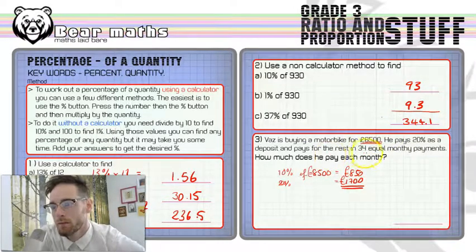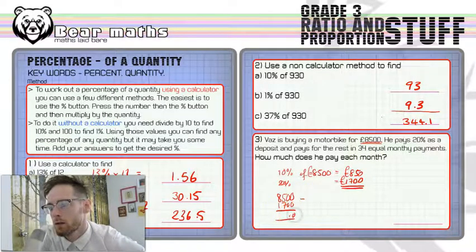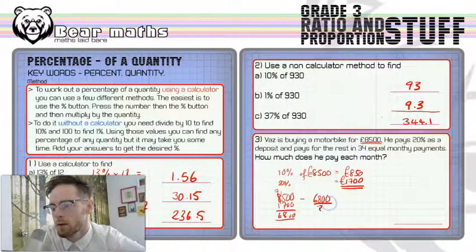Right, the rest of it, he's paying for 34 equal monthly payments. So the first step was to work out 20%, done. Second step is to then take that away from the 8,500. So 8,500 minus the 1,700. It's going to give us 15 take away 7 is 8, and 7 take away 1 is 6. £6,800 to divide by 34. So £6,800 divided by 34.